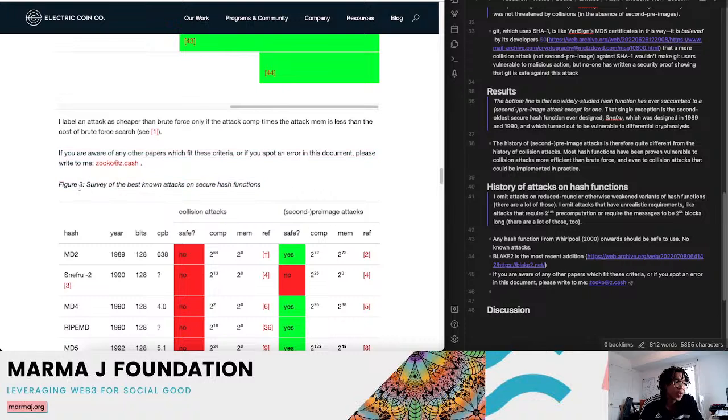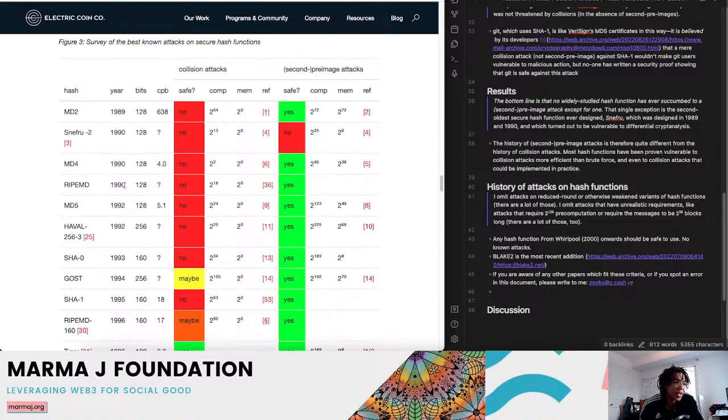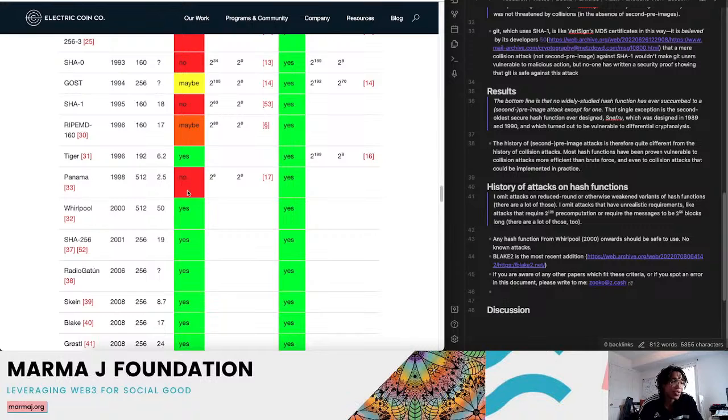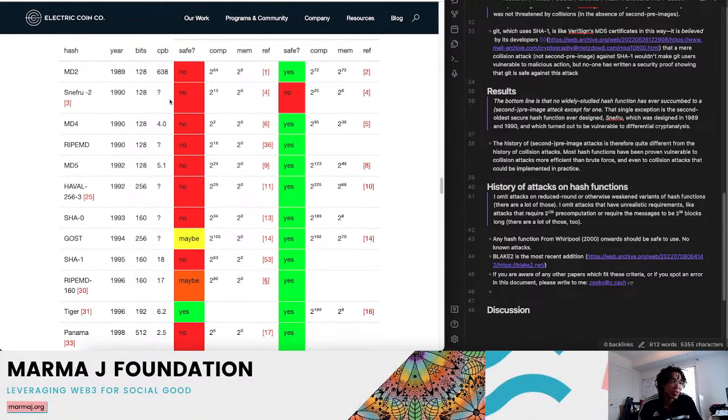Okay, if you're aware of anything, survey the best known attacks and secure hash functions. And this is just again, same as I just said, anything Whirlpool or later, 2000, is safe enough to use. Seems like this is the speed, so maybe a bit slow. I'm not really sure about CPB.